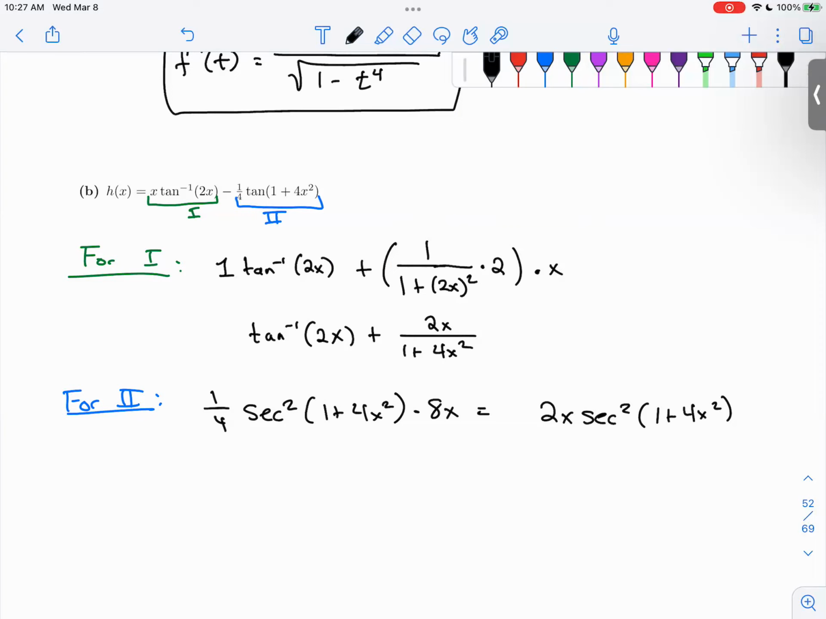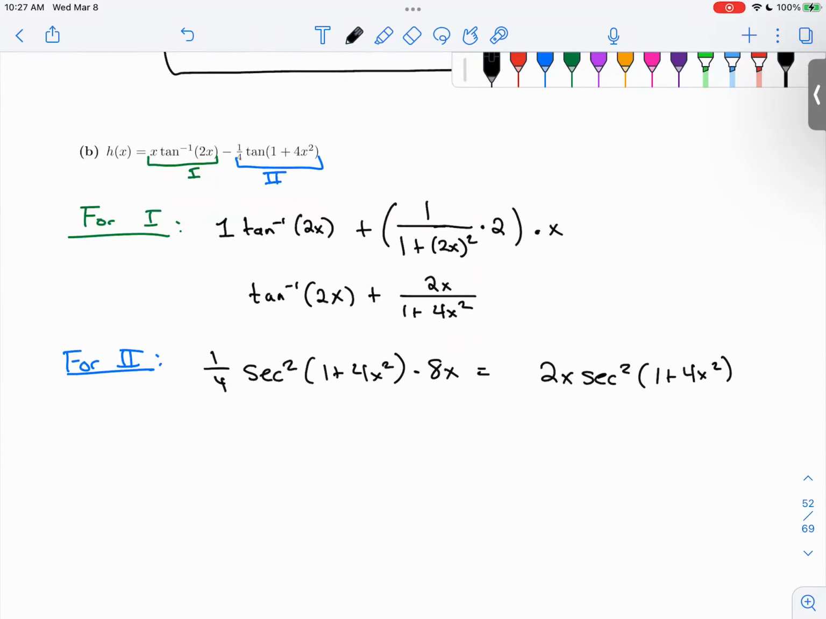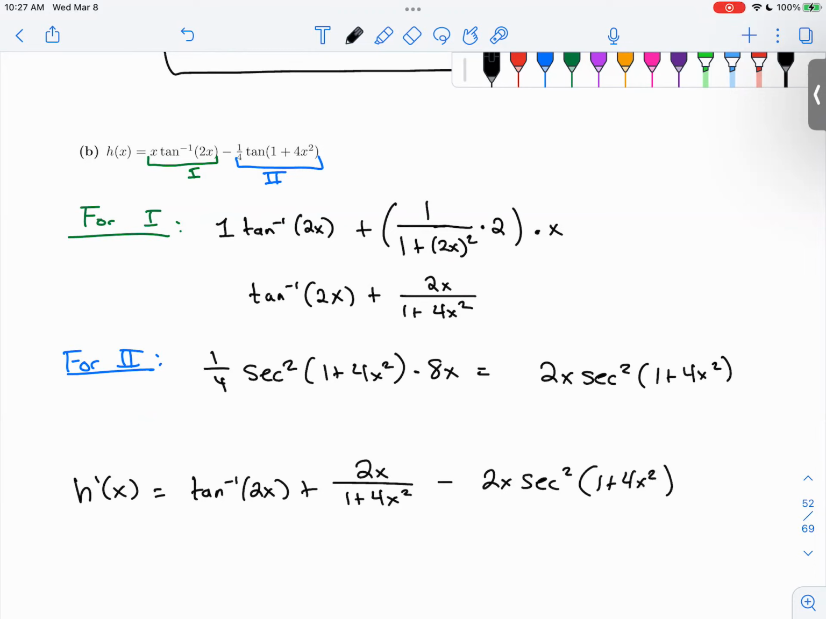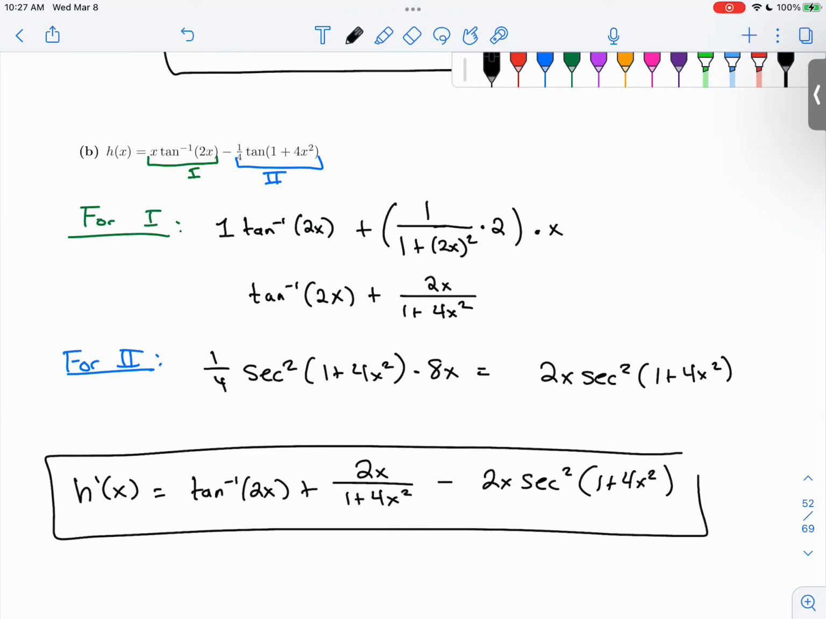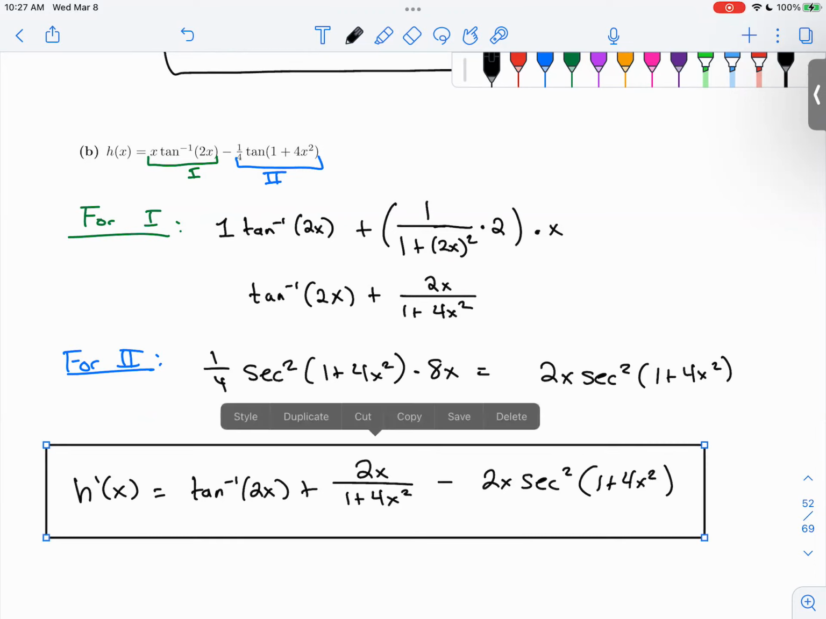It looks prettier. So h prime of x then is going to be tangent inverse of 2x plus 2x over 1 plus 4x squared minus 2x secant squared of 1 plus 4x squared. This was the derivative of part 1. This was the derivative of part 2, and we were taking care of them by subtraction in the center.